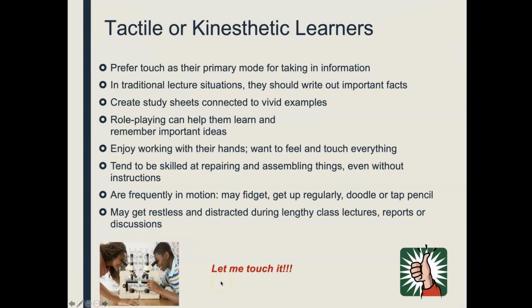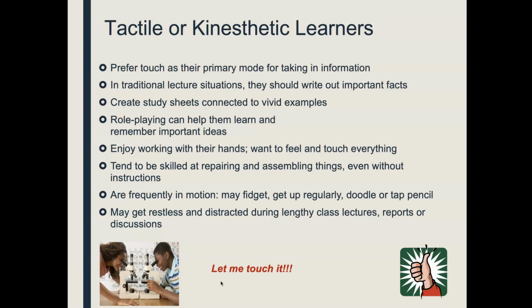The final type of learner is kind of the most exciting because these are the people that have gotten a lot of grief in a traditional classroom over the years. Tactile learners need to touch something as their primary mode for taking in information. So in traditional lecture situations, they should be writing out important facts. If you're allowed to use a laptop, think about what happens. You are touching the keys as you type the words, and you are making a direct connection to your brain. The same is true for the kinesthetic learners because it's movement. If they can move, they can learn.